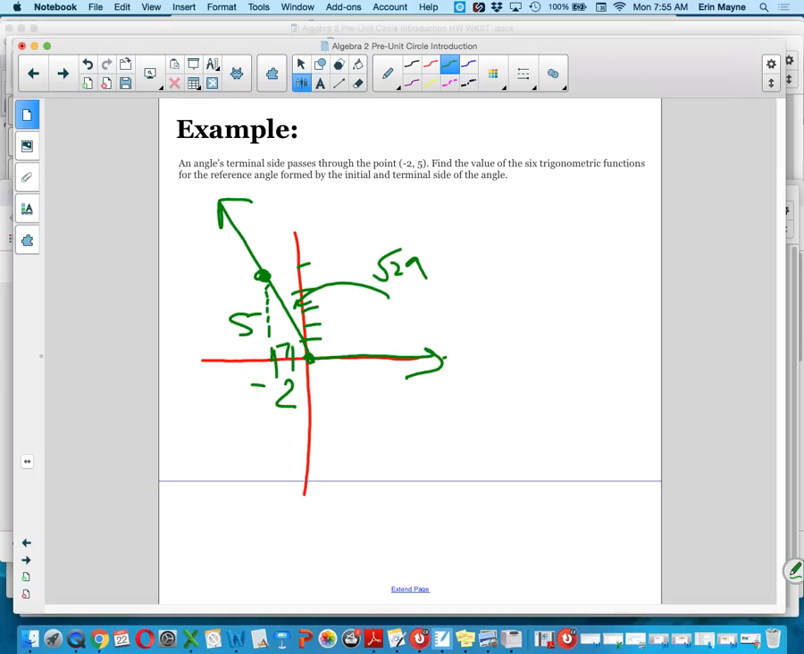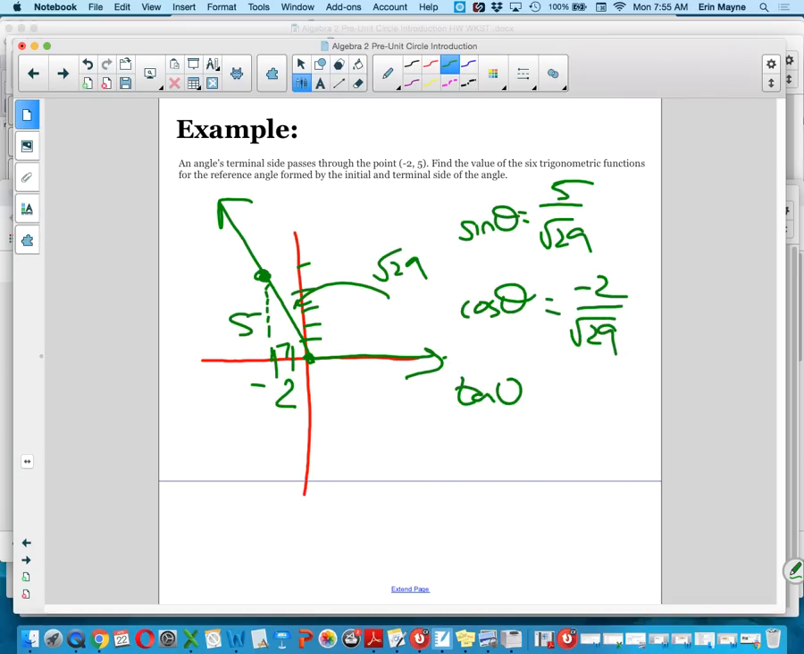So then, what happens to my 6 trig functions? Well, if I start to list these, my sine is still 5 over root 29, but now my cosine is -2 over root 29. My tangent is -5/2. My reciprocals, still hopefully feeling decently easy. I flip sine. I flip cosine.